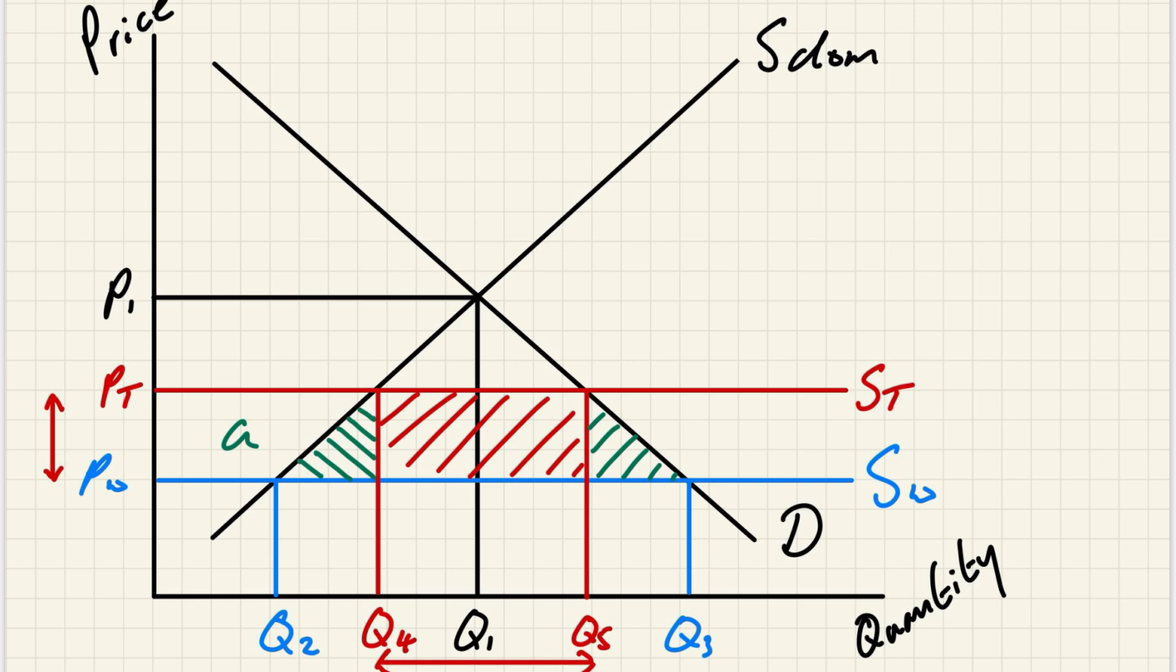So this diagram shows the amount of consumer surplus that's been lost as a result of the tariff, the producer surplus that's been gained, the tax revenue that's been gained by the government, and the welfare loss resulting from the tax.